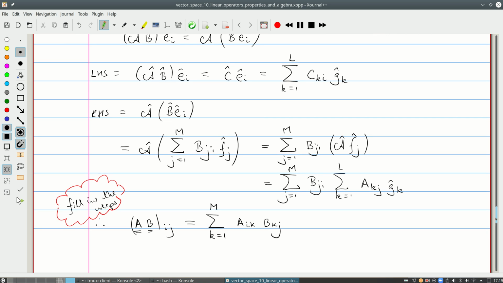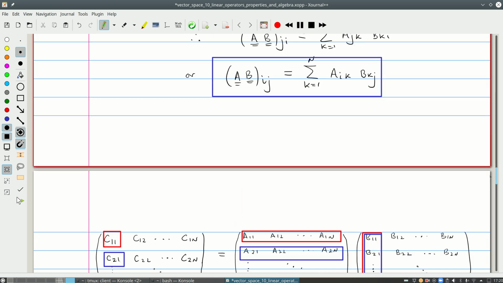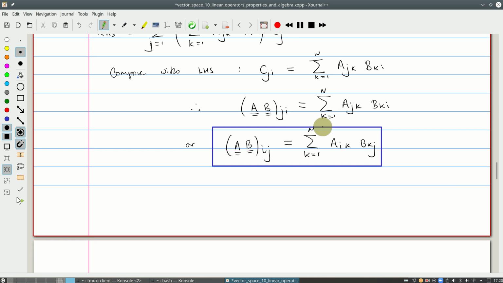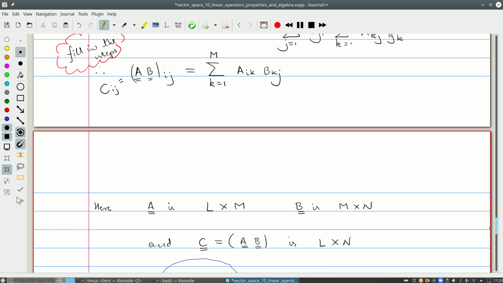And when you change indices and fill in the steps, which I'm going to leave for you, you can then show by comparing the left hand side and the right hand side that C_ij, which is equal to the ij component of the matrix product A times B, is given by the sum over k of A_ik B_kj. Now this looks the same as what we had before, except that where we had an n, now we have an m, and the dimensions of our matrices are not square matrices anymore.